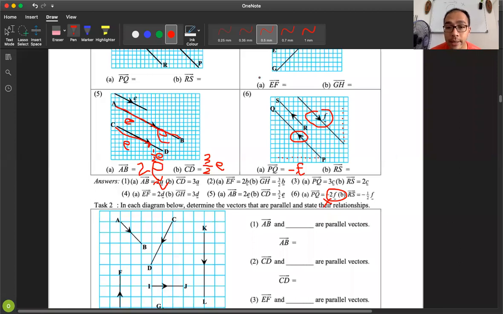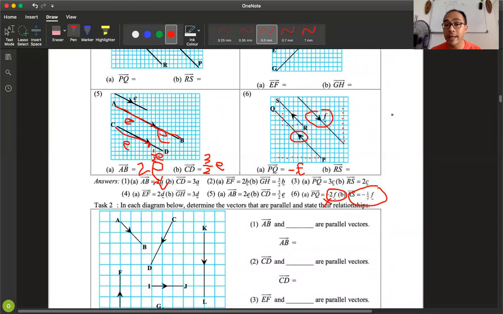What about SR? SR is 5 to the left, 5 above. The direction is different, but it is half of the distance of F. That's why the answer you will find here is negative half of F. This is a combination of everything that we've learned so far. Negative because the direction is different, although the distance covered is the same. But actually the distance covered is half of the original one. So half of F.